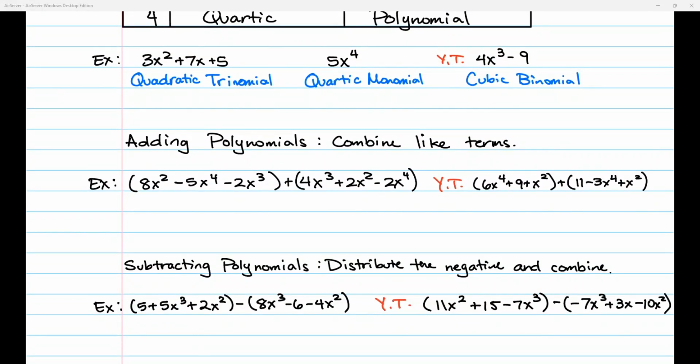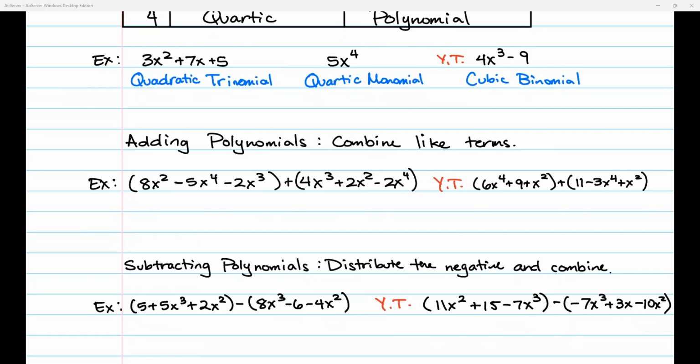The next thing we're going to look at is adding polynomials. And adding polynomials, all you got to do is combine like terms. So because we're adding 2 different polynomials in this case, all we really have to do is combine like terms. I can ignore the parentheses when the 2 polynomials are being separated by an addition symbol. You can basically just drop the parentheses and combine like terms.